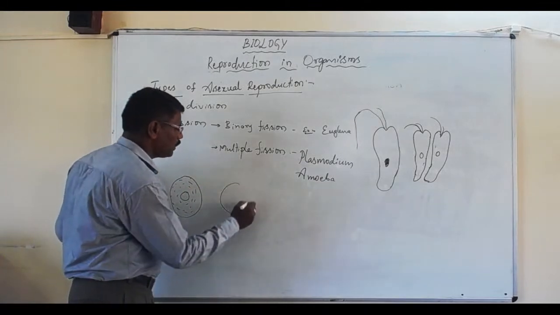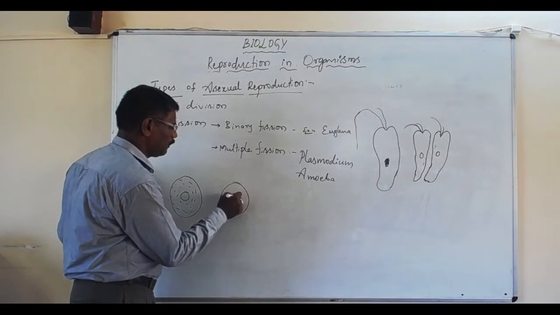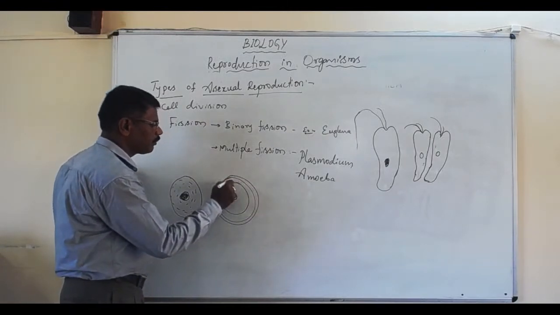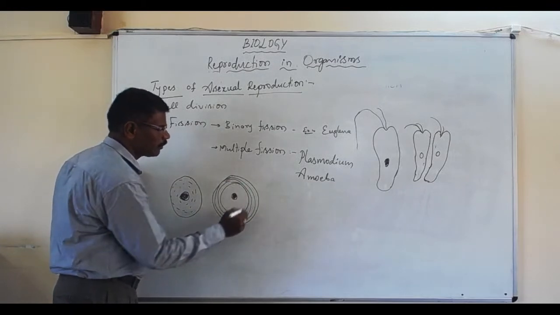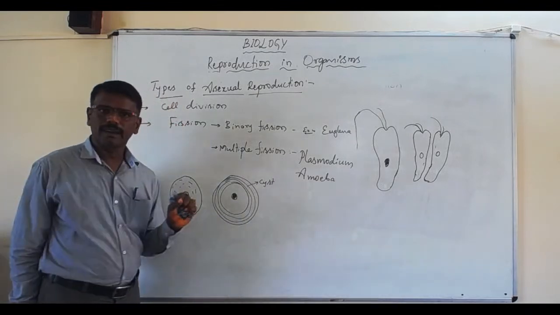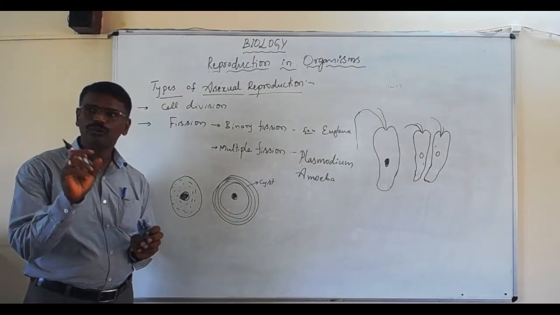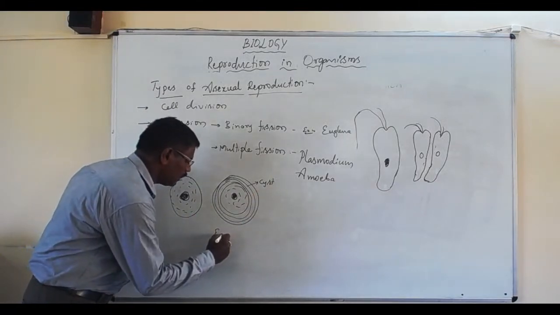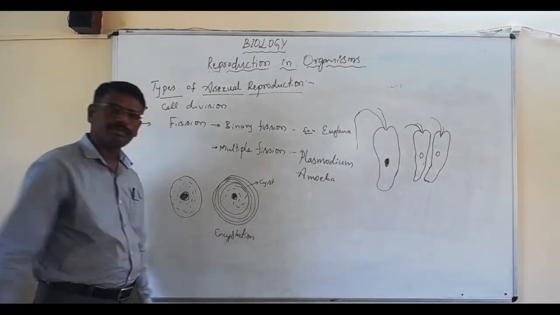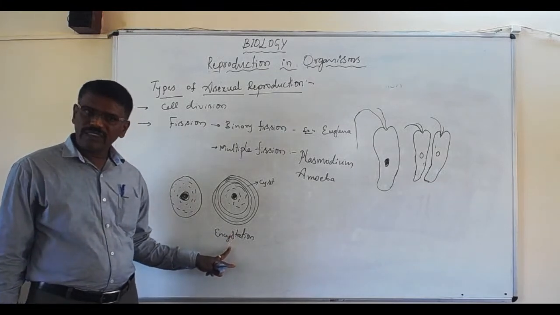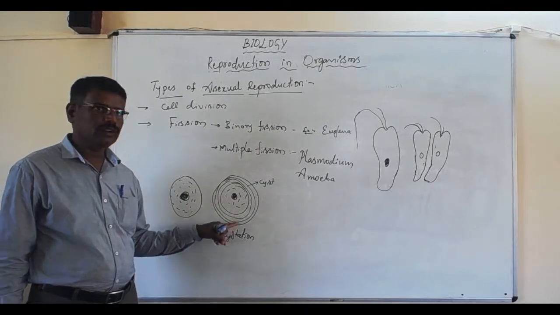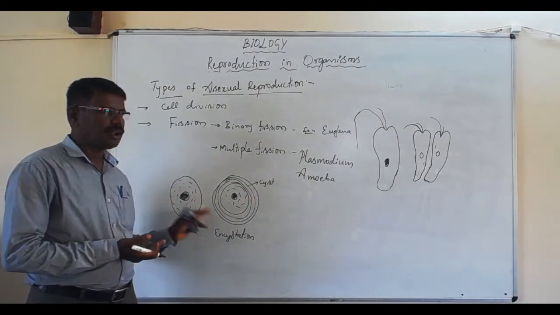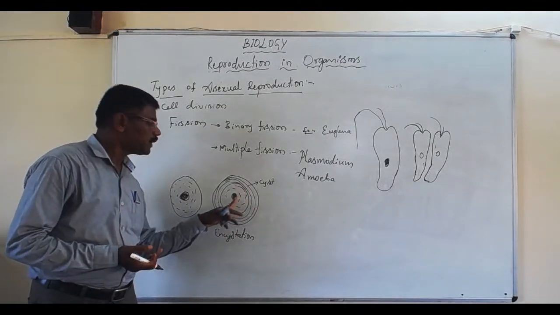at the time of unfavorable condition, a cyst is formed. A cyst is a hard layer formed around the organism, and the phenomenon is called encystation. During encystation, a hard layer called a cyst forms surrounding the amoeba. Inside the cyst layer, the organism is present.